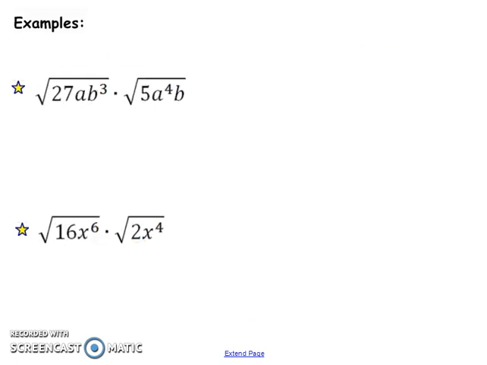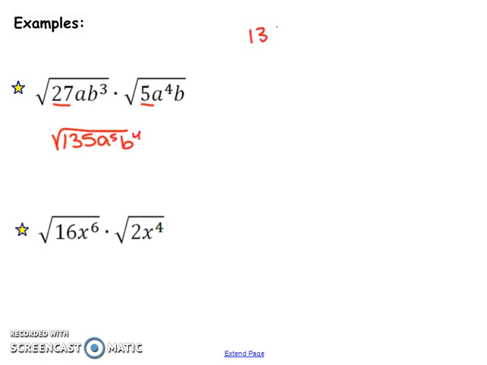Okay, so if we look at a couple more, again, you can break each one down if you would like. If you want to break down 27ab cubed first, and then break down 5a to the 4th b, and then multiply your answers together, you will get the same final answer. So I'm going to multiply my numbers together. So this is going to give me 135, and then I have a to the 5th, b to the 4th.